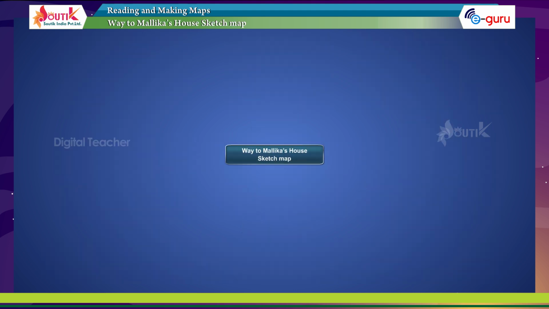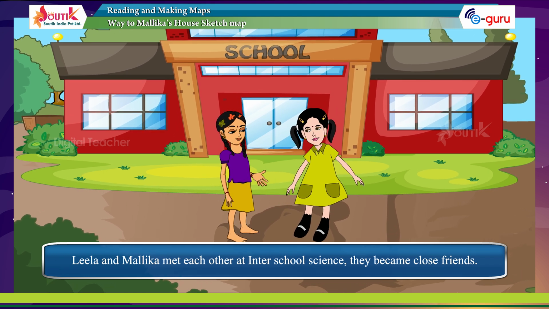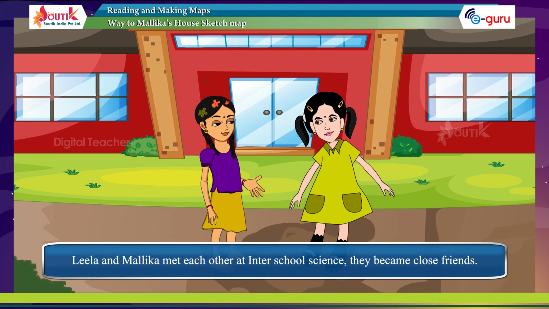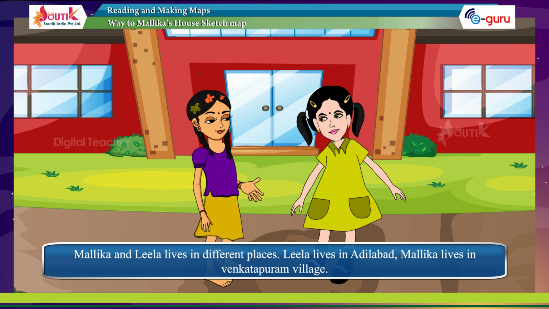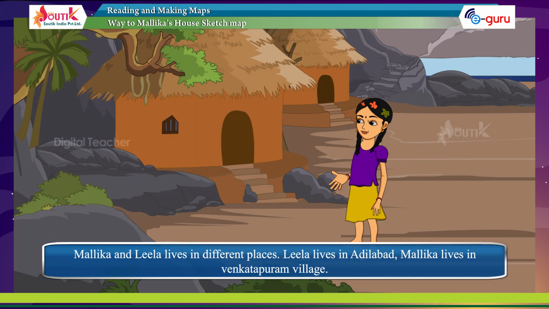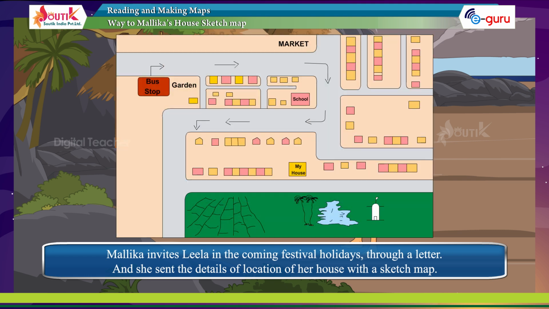Way to Mallika's house. Sketch map. Leela and Mallika met each other at an inter-school science fair. They became close friends. Mallika and Leela live in different places. Leela lives in Adilabad. Mallika lives in Venkatapuram village. Mallika invites Leela in the coming festival holidays through a letter, and she sent the details of the location of her house with a sketch map.